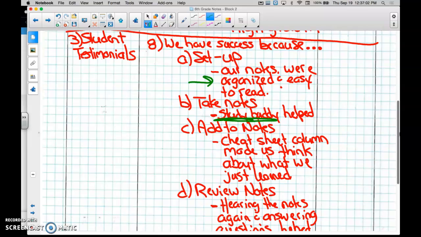Okay. And then the adding to notes column. What is the adding to notes column called? What's that third column called? Cheat sheet. So when we add our notes to the cheat sheet column, it makes us think about what we just learned. That's what my kids told me last year.